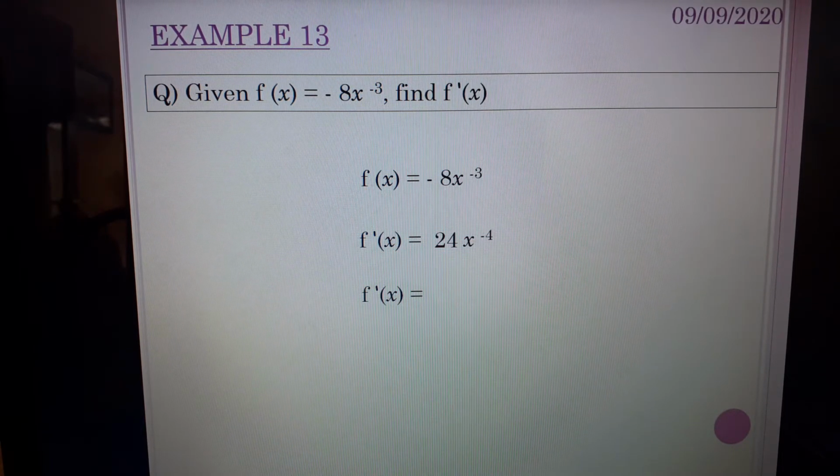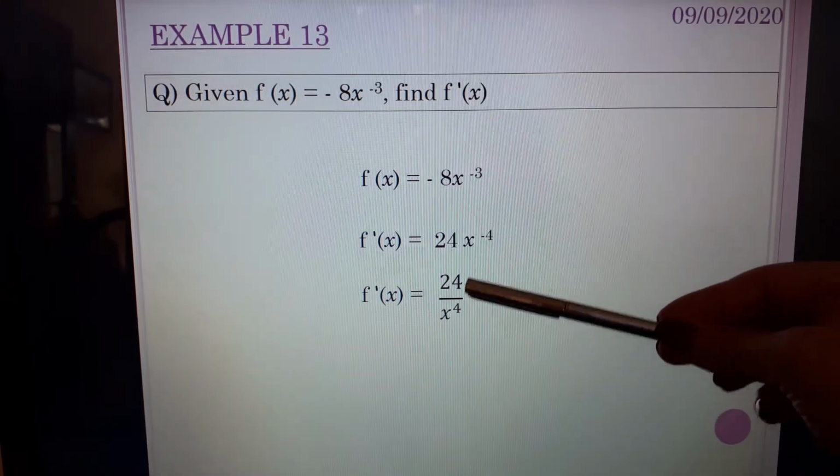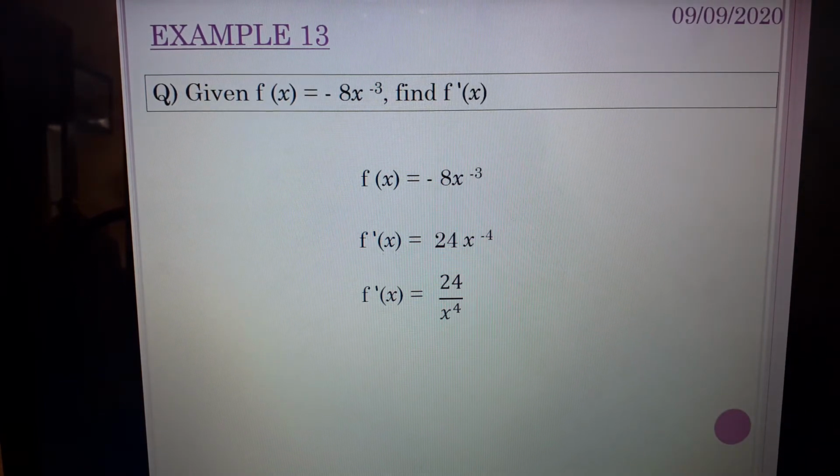We can take it a little step further by bringing the x back down to the bottom again and making it 24 over x to the power of 4. Now, make sure you're aware of the fact that the two answers for f dash of x are both fine. They're both differentiated and absolutely acceptable formats to leave your answer in. But if you have an answer in one format and you look up the answers in the book and you see that the answer's in another format, make sure you're aware that those two are exactly the same.